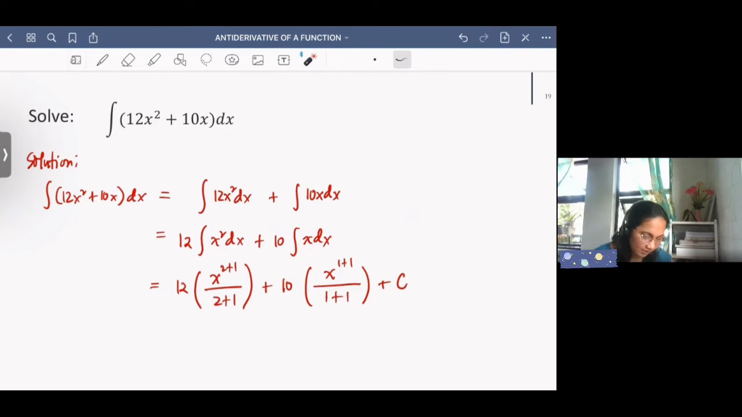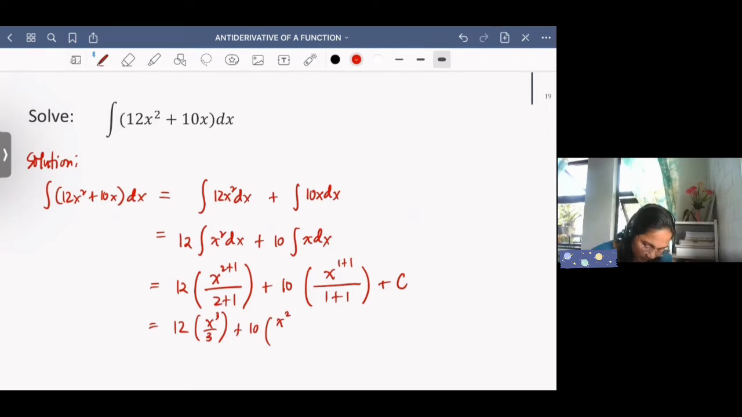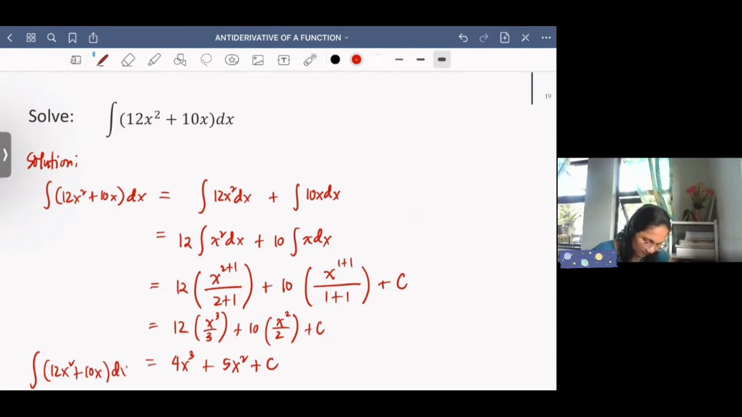Now, let us simplify these expressions. We'll have 12 times the quantity x cubed divided by 3 plus 10 times the quantity x squared divided by 2 plus c. And if we are to simplify 12 times x cubed divided by 3, this will give you 4x cubed, plus 10 divided by 2 times x squared, 5x squared plus c. So this is the integral of 12x squared plus 10x dx.